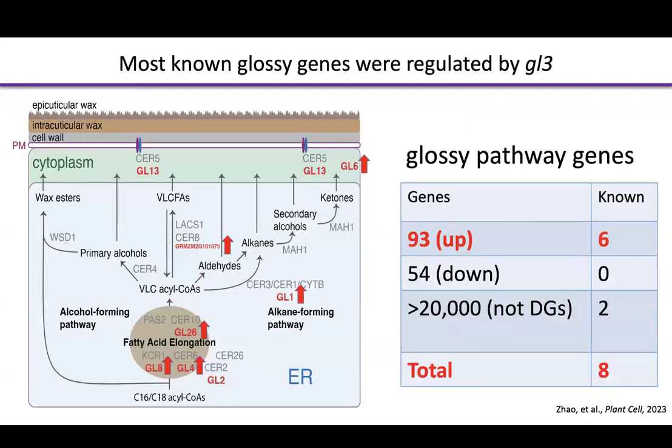Interestingly, we found that six already cloned GLOSSY genes are upregulated, including GLOSSY13, GLOSSY6, GLOSSY1, GLOSSY26, GLOSSY4, and GLOSSY2. We also found several unknown GLOSSY genes that can be activated by GLOSSY3 gene expression. This work has been published by my former colleagues in Plant Cell in 2023.